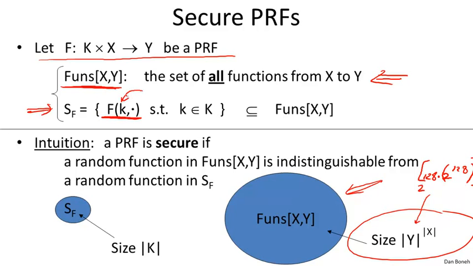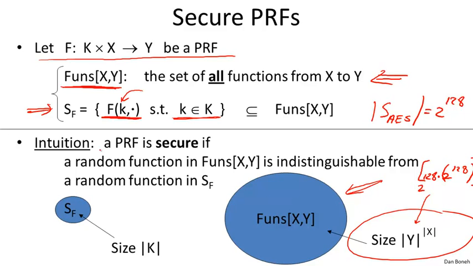Okay, so we fix the key k, we let the second argument float, and that basically defines a function from x to y. And we're going to look at the set of all such functions for all possible keys in the key space. If you think about it again, for AES, if we're using 128-bit keys, the size of this, I'll say S_AES, is basically going to be 2 to the 128. So much, much, much smaller than the set of all possible functions from x to y.